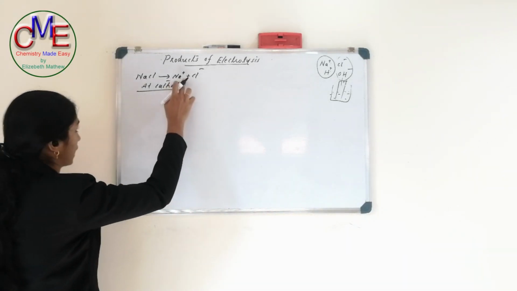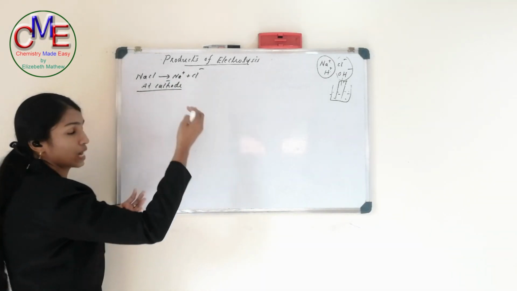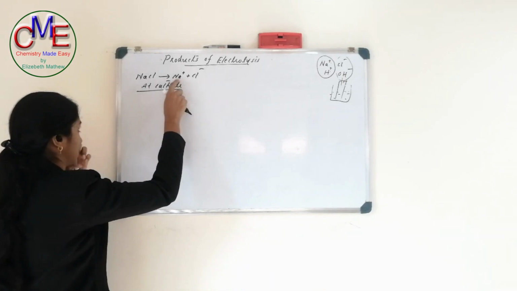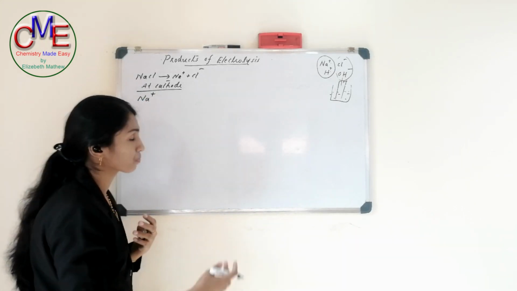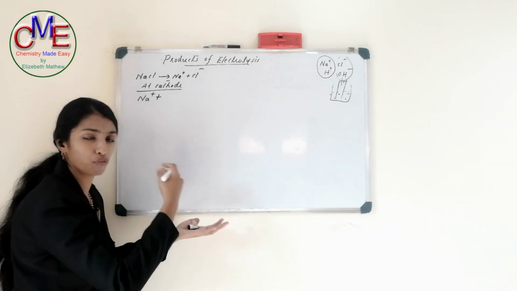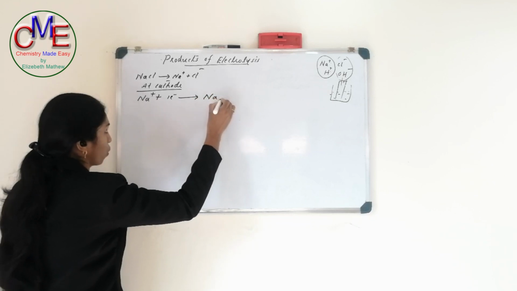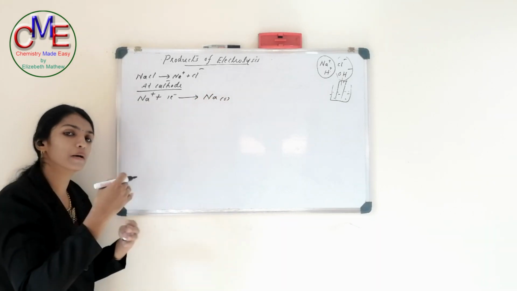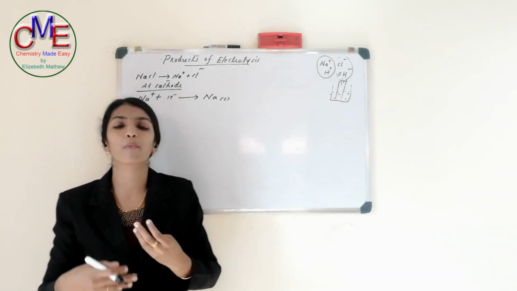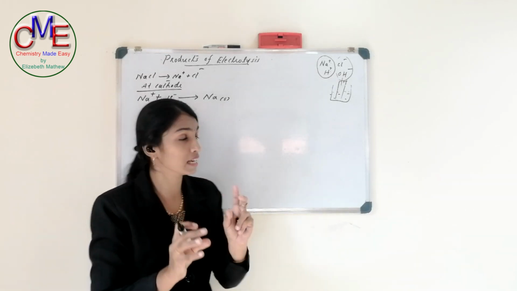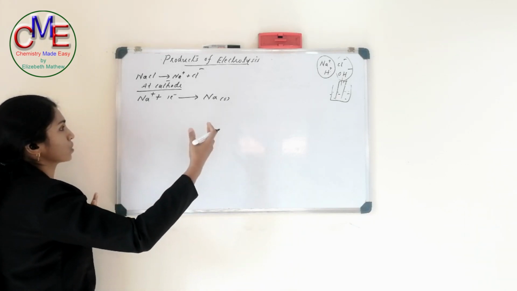So at the cathode, what happens? The cathode is the negatively charged electrode. Positively charged ions are attracted towards the cathode. Here the positively charged ion is Na+. So at the cathode, this Na+ ion gets reduced. Reduction means gain of electron, addition of electron. So Na+ + 1 electron gives Na. This is sodium metal, and it is deposited at the cathode. During the electrolysis of molten sodium chloride, where is the sodium metal deposited? At the cathode.